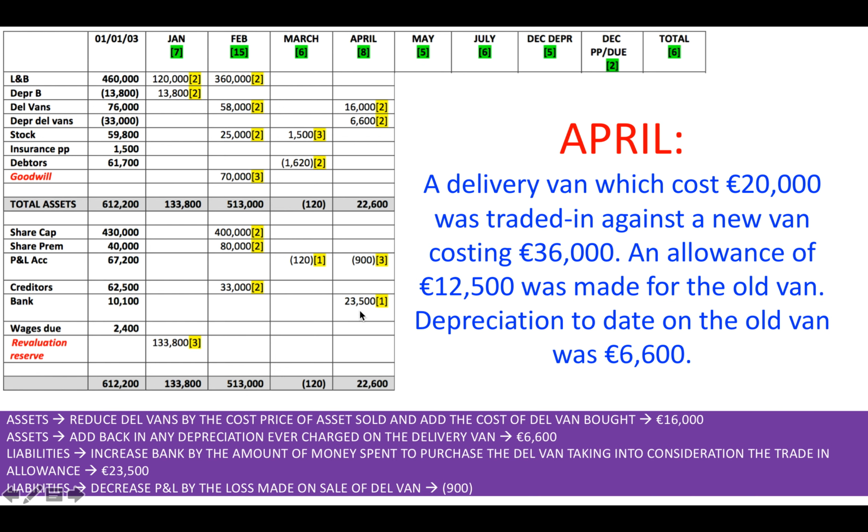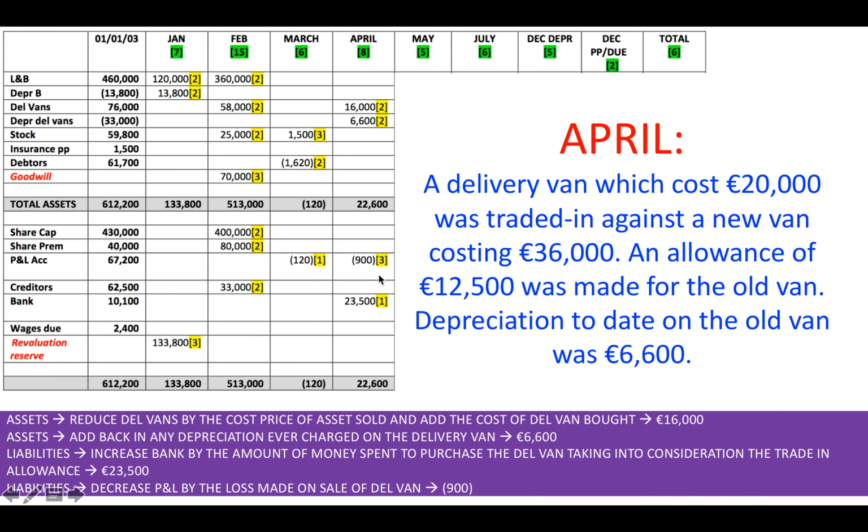Now, we want to look at the bank then. Okay, so the new van cost €36,000, and there was allowance of 12,500 made on that. So the difference there is 23,500 that the business would have had to pay for that van. So that is going to come out of the bank account. And as you know, the bank is down in the liabilities, so that is a bank overdraft. So therefore, that is going to increase the overdraft. So 23,500 is going to go in there.